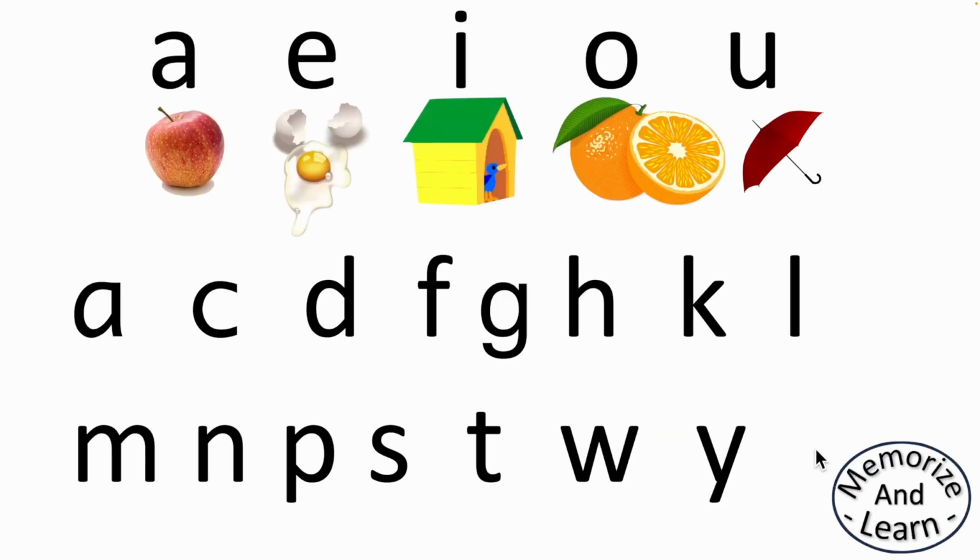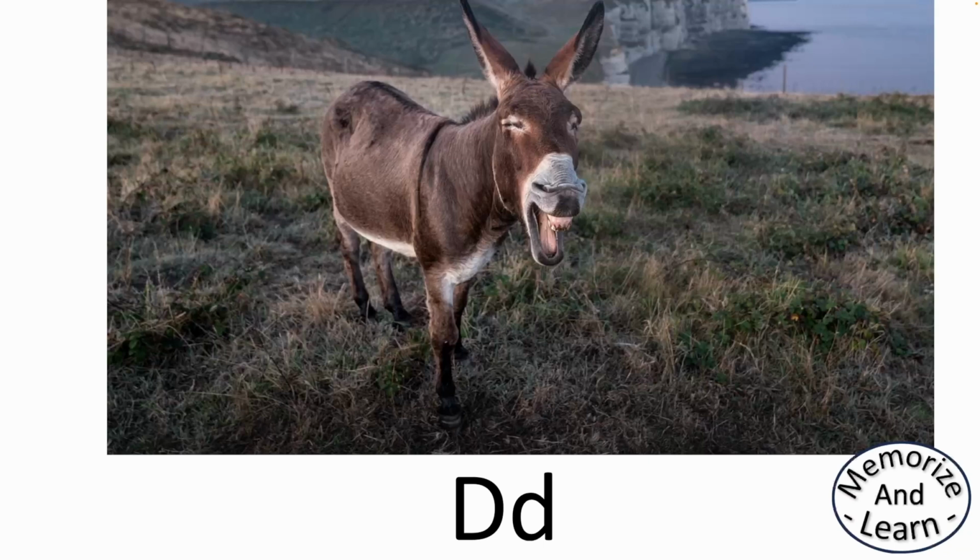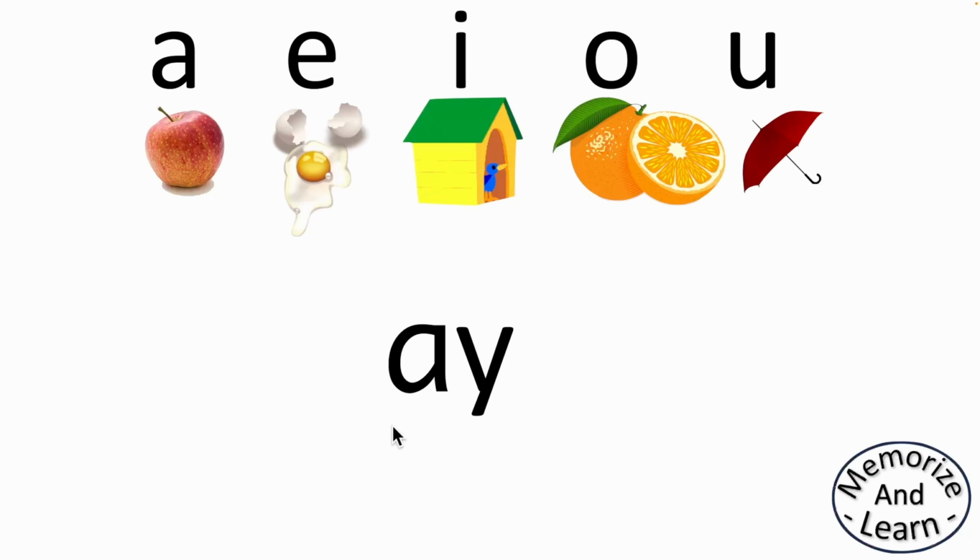Now we're ready to start learning 5 new words. What sound does this letter make? This letter makes the sound D, like donkey. Now we will learn an English rule for reading. When you see the A and the Y together, it makes the long sound for the A. These 2 letters make one sound.